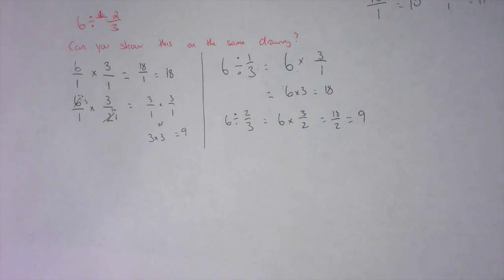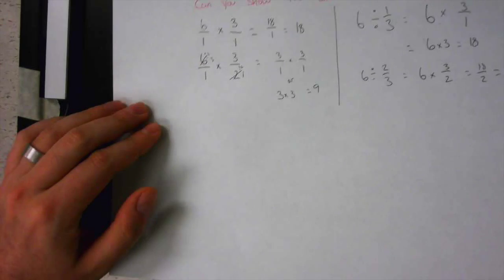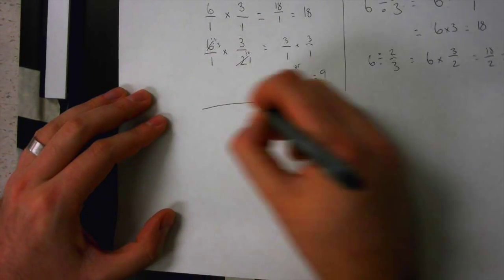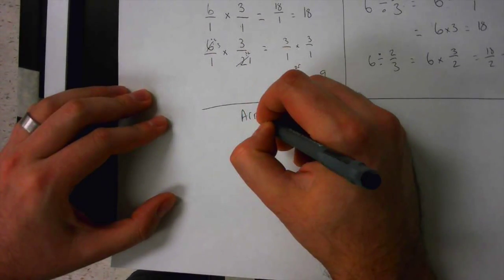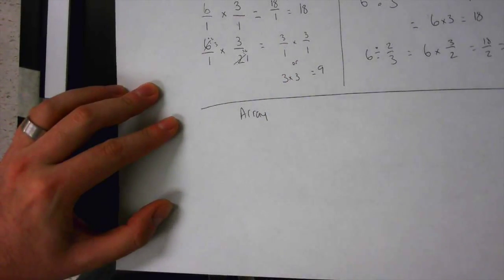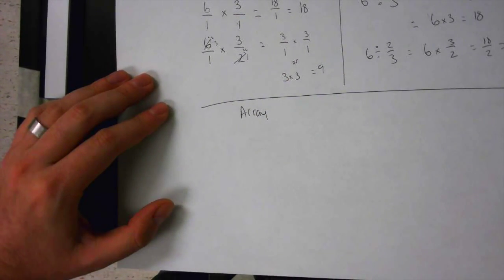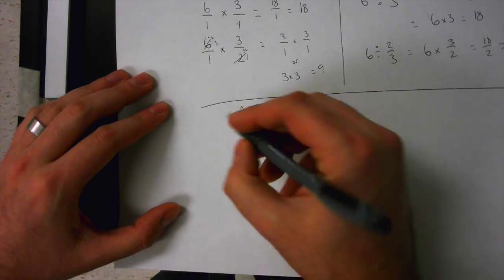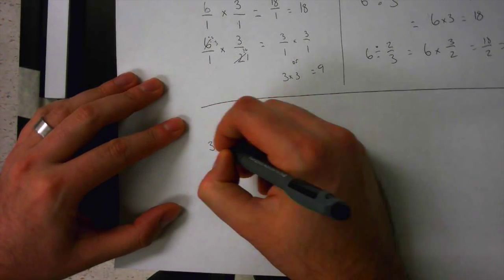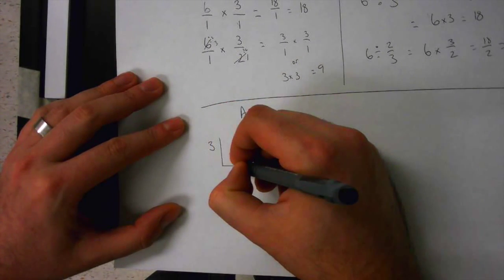Tim, how do you want to help us here? We drew an array. Okay, an array. So describe to me how you did the array. The first question we did 3 by 6. 3 by 6. So 3 like this, Tim.